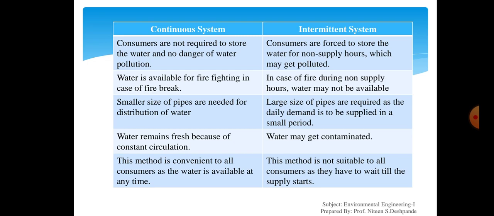In case of the continuous system, the water remains fresh because of the constant circulation of water, but in case of the intermittent system it may get contaminated. The continuous system is convenient to all the consumers as the water is available at any time. The intermittent system is not suitable to all the consumers as they have to wait till the supply starts.